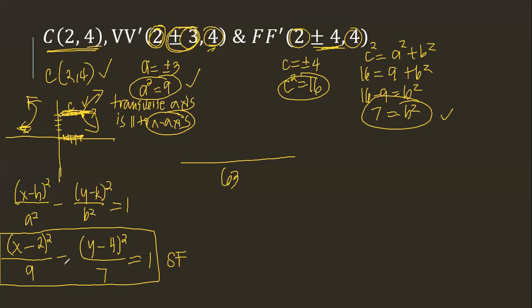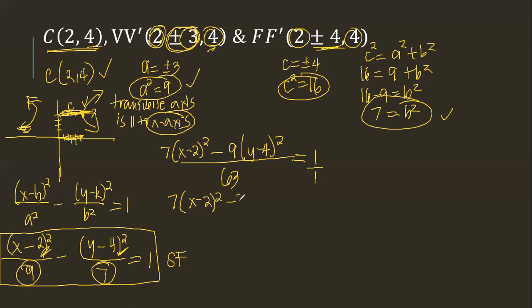So 9 times 7, that is 63. Then cross multiply. So 7 times this quantity, that is 7 times x minus 2 squared. That is negative 9 times this quantity, 9 times y minus 4 squared. That is equal to 1. This is over 1. Then cross multiply. So we have 7 times x minus 2 squared minus 9 times y minus 4 squared equals 63 times 1.